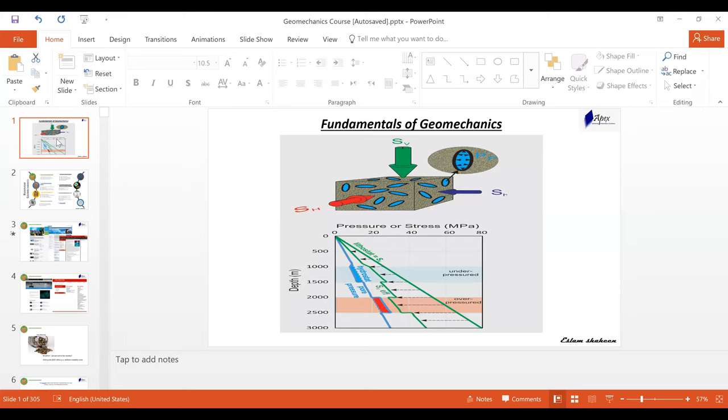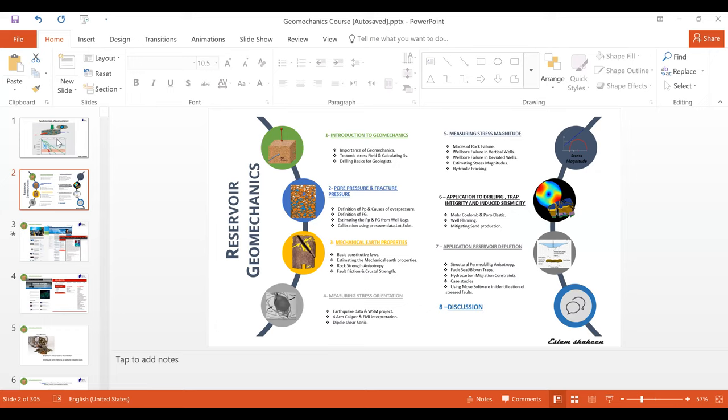So, Fundamentals of Geomechanics is a huge course that I've been teaching for the last 4 to 5 years to many companies, students, and professionals. The course can be summarized as the following. Introduction to geomechanics. In this section, we will talk about the importance of geomechanics. We'll be talking about the tectonic stress field and calculating what we call the vertical stress, or the least static stress, or the overburden stress. Also, you are going to get some information on drilling, basics for geologists.